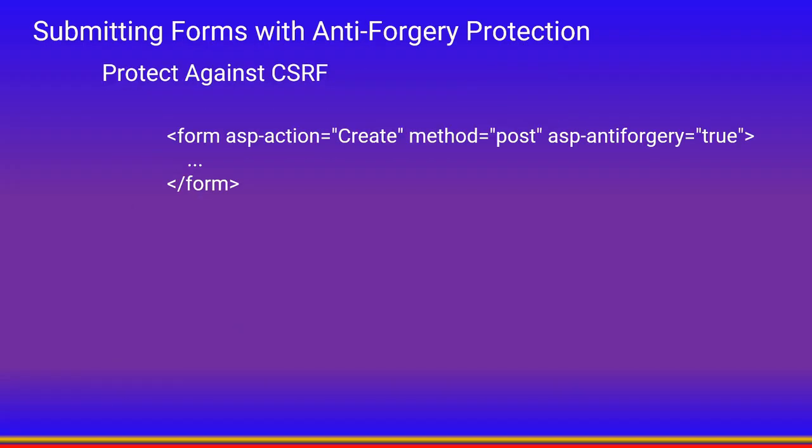Security is essential, especially when dealing with forms. To prevent CSRF, cross-site request forgery, ASP.NET Core includes an anti-forgery system. By default, the framework injects a hidden token into your form. When the form is submitted, the server verifies the token. To enable this, add asp-antiforgery equals true to your form tag, or simply use the built-in Razor form tag helpers which include it automatically.